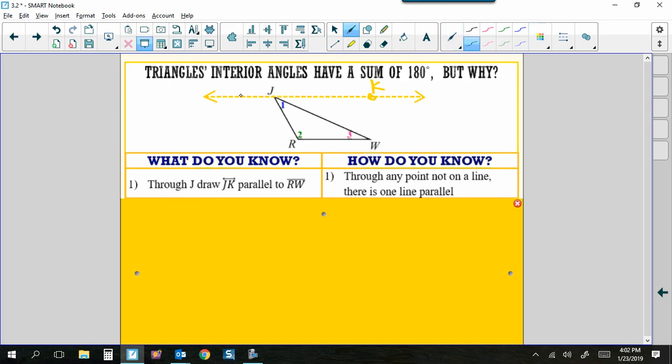I'm going to go ahead and put my arrows on here. So here's 1 arrow and 2 arrows. So I'm showing in the diagram that line JK and RW are parallel. The reason we're able to do that, basically it's just a description. You can read what I have here. Through any point not on a line, there is 1 line parallel. So point J is not on line RW, so I can draw 1 line through J that is parallel to RW. That's what that means.